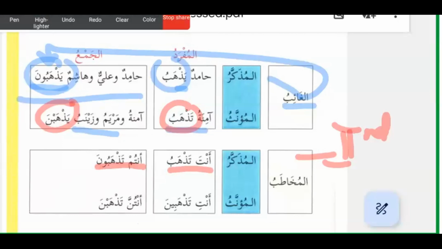Antum tazhabuna means you all are going, or you go. So this is for the jama, al-muzakkar: tazhabu and tazhabuna. Anta and antum. Anta is for one, and antum is for jama.